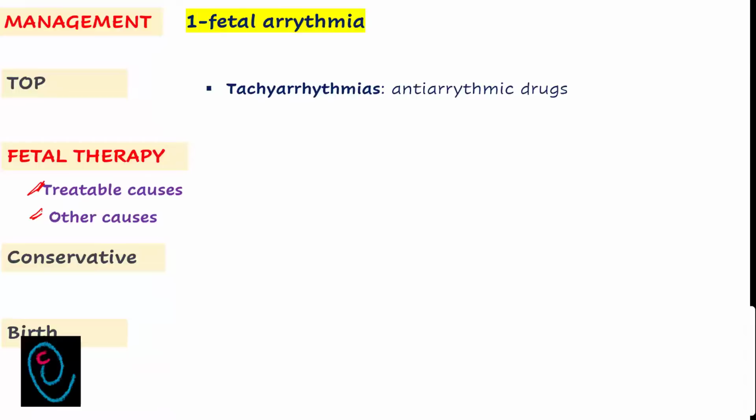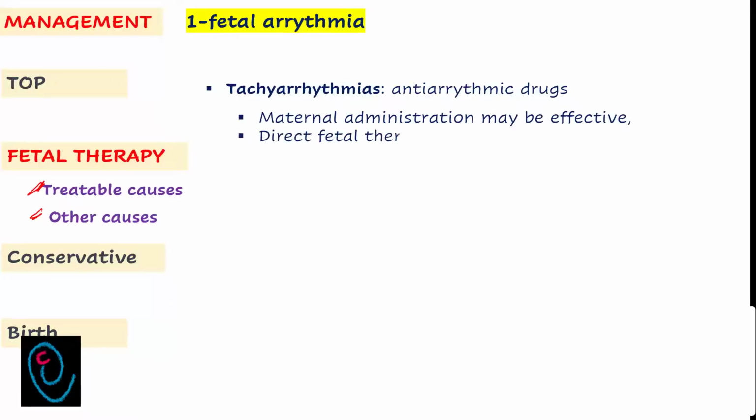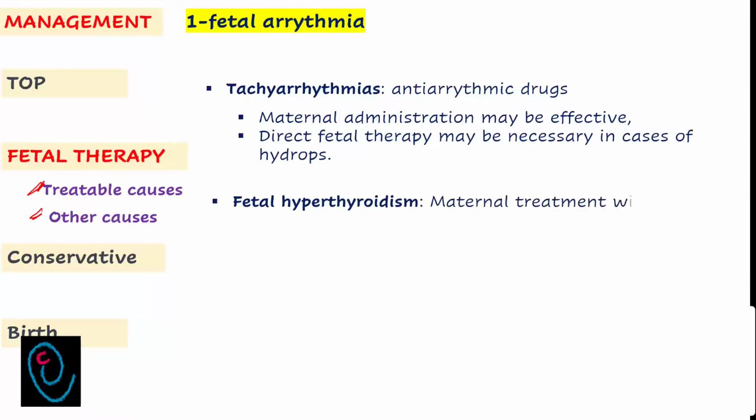Tachyarrhythmia and bradyarrhythmia can lead to hydrops. Treatment of tachyarrhythmia with antiarrhythmic drugs, which may be given through maternal administration or through direct fetal therapy, may be necessary in case of hydrops. Fetal hyperthyroidism is another cause of fetal arrhythmia, and maternal treatment with antithyroid drugs can be effective.